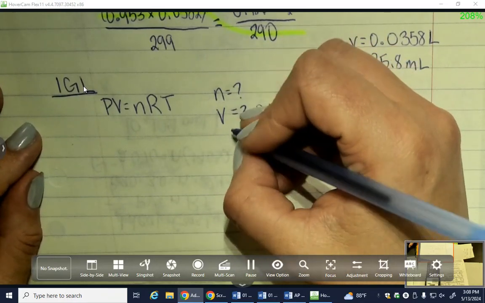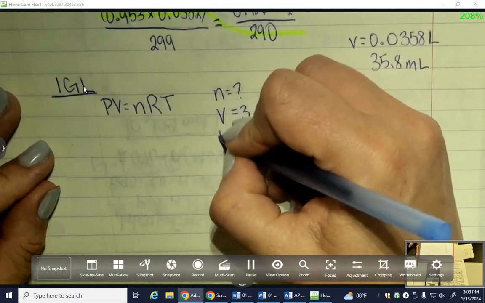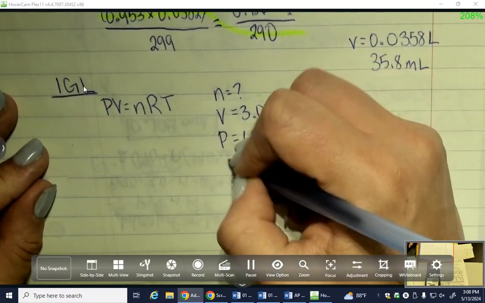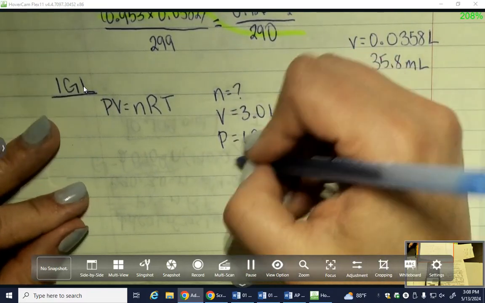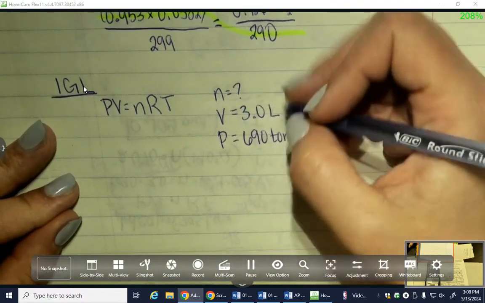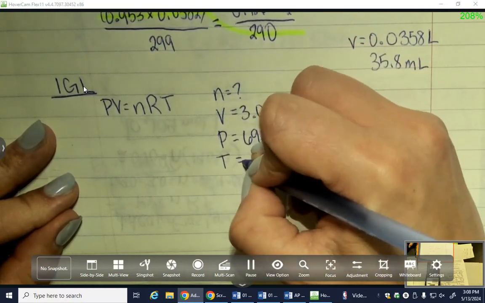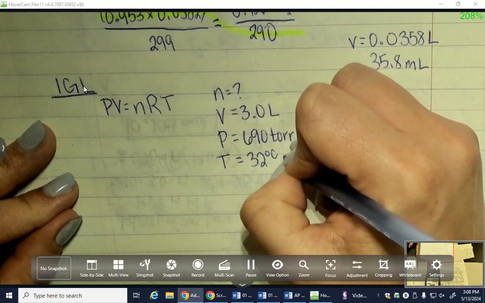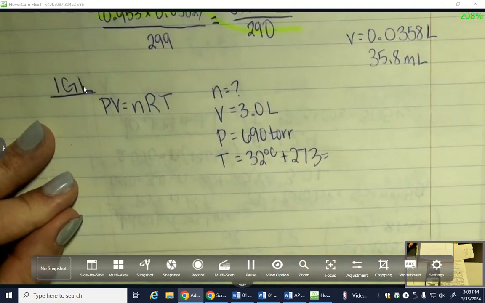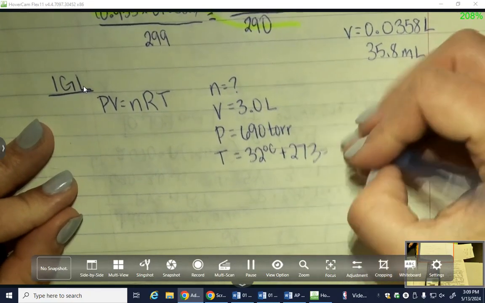What's 690 torr talking about? Pressure. So pressure, 690 torr. And we know torr is the same thing as who? mmHg. Good. Okay. And then temperature given to us was 32 degrees Celsius, which we know we're going to add 273 to it. And so 305.